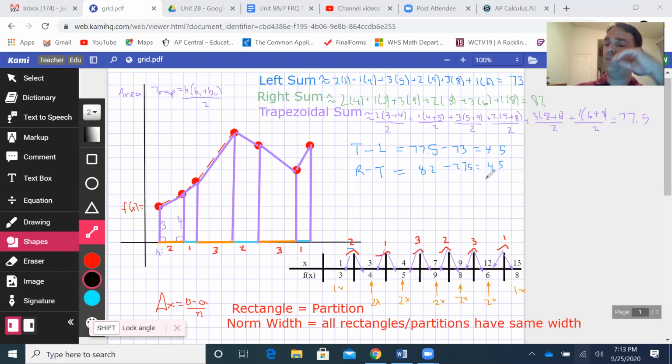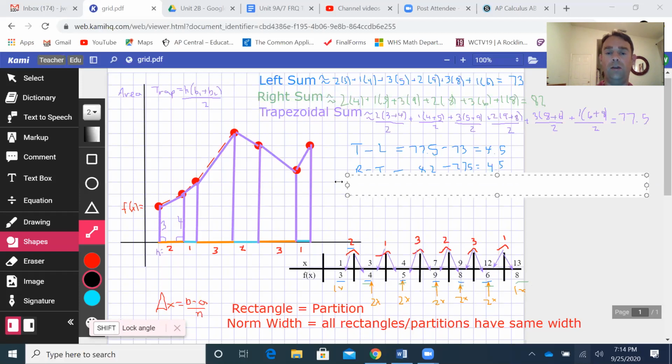If you notice, the trapezoidal sum is the same distance from the left sum as it is from the right sum. And in fact, it's always going to be, because if you think about it, the left sum uses the left y values, and the right sum used the right y values. If we were to add them together, they would have used the exact same y values the same amount of times as the trapezoidal. Turns out the trapezoidal sum really is just the average of the left sum and the right sum.